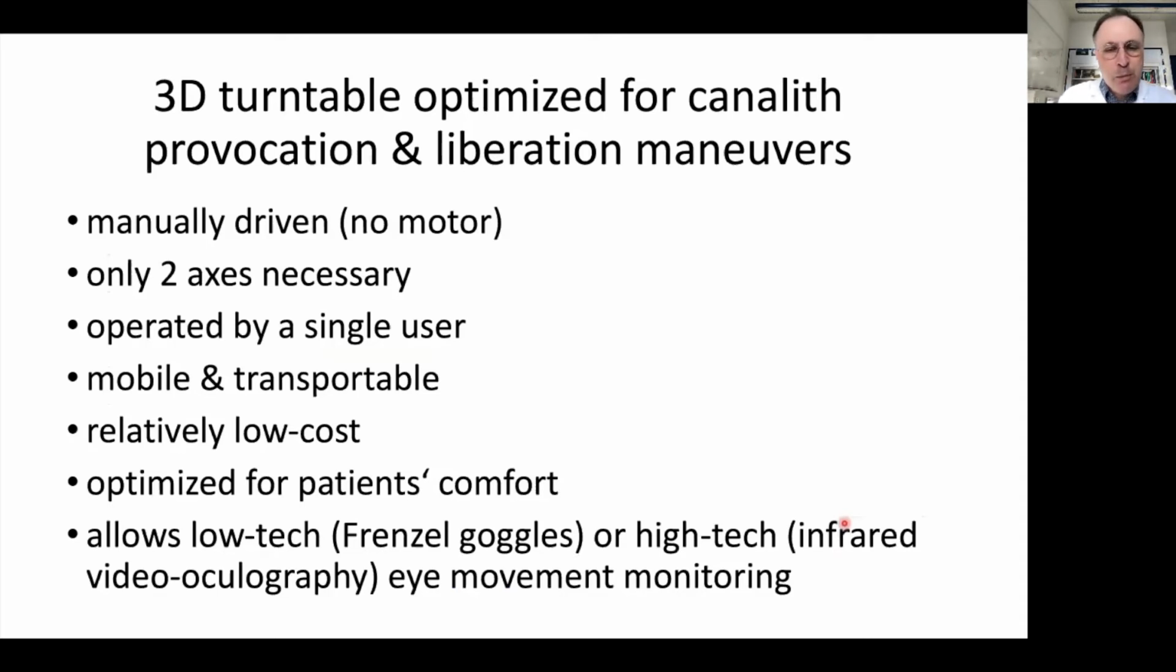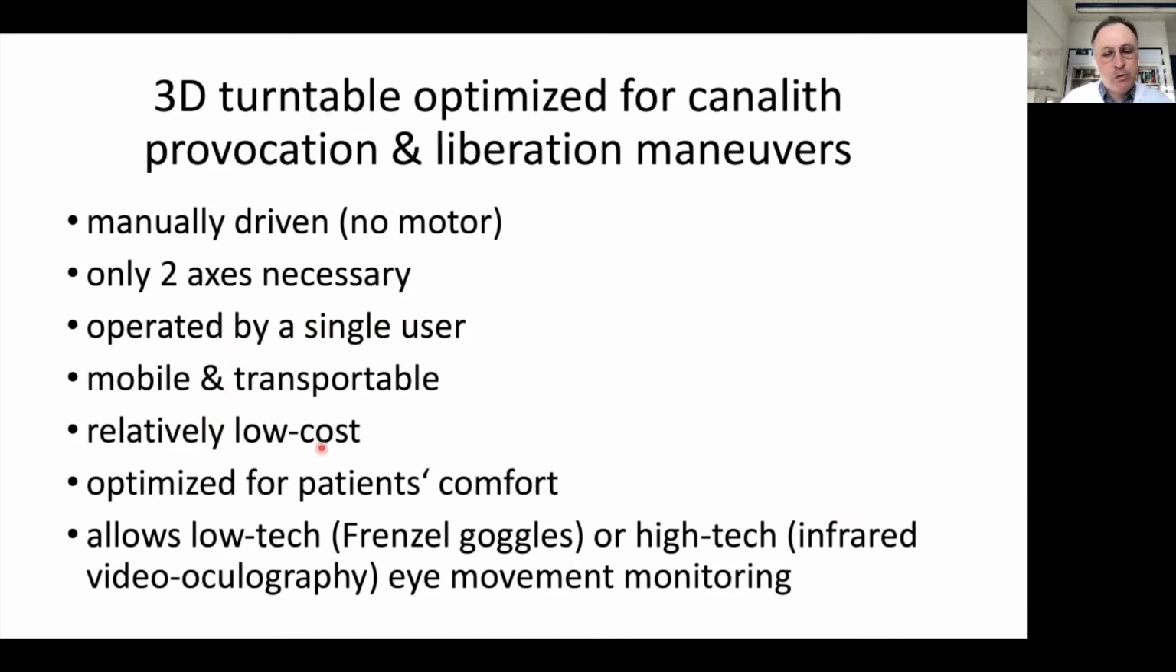Now, motorized turntables are very rare and they are expensive, and therefore we were thinking about helping to develop a turntable that would have the same possibilities of liberation or provocation of BPPV, but it should be manually driven without a motor. We figured that 3 axes are not necessary, 2 axes are enough. It should be possible to operate the machine by a single user. The turntable should be mobile and transportable. It should be relatively low in cost.